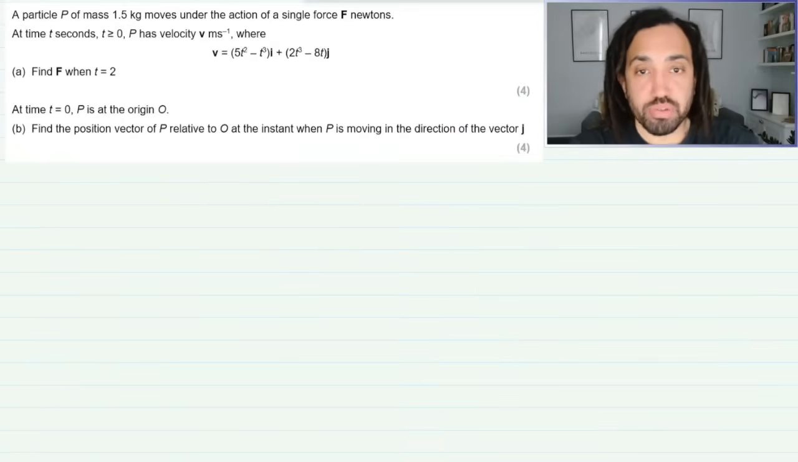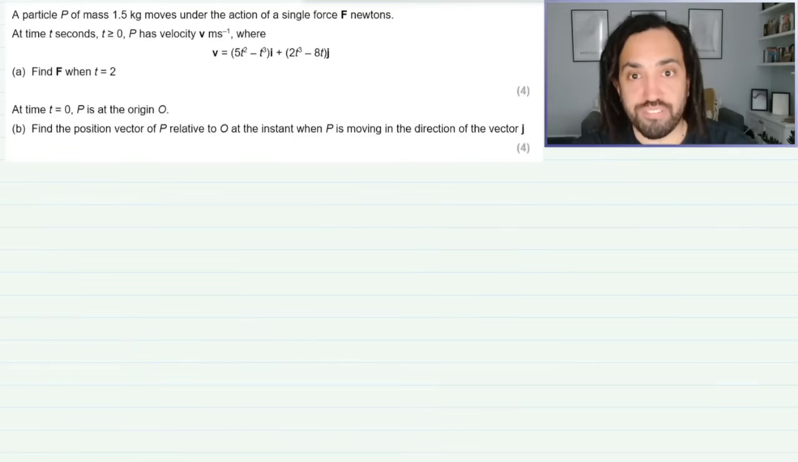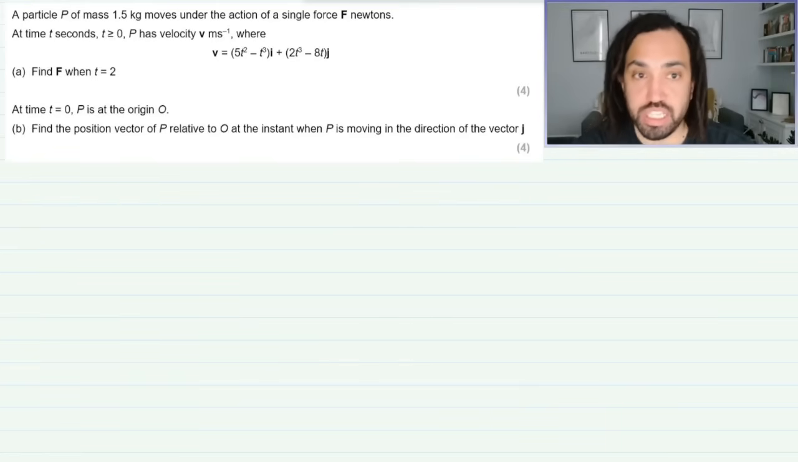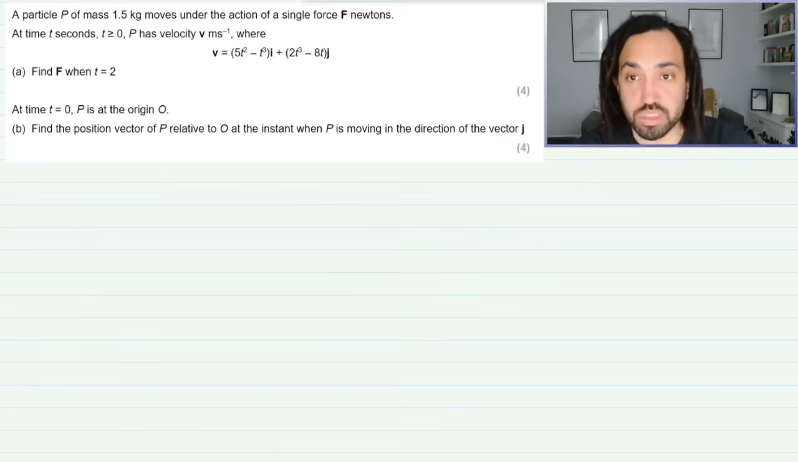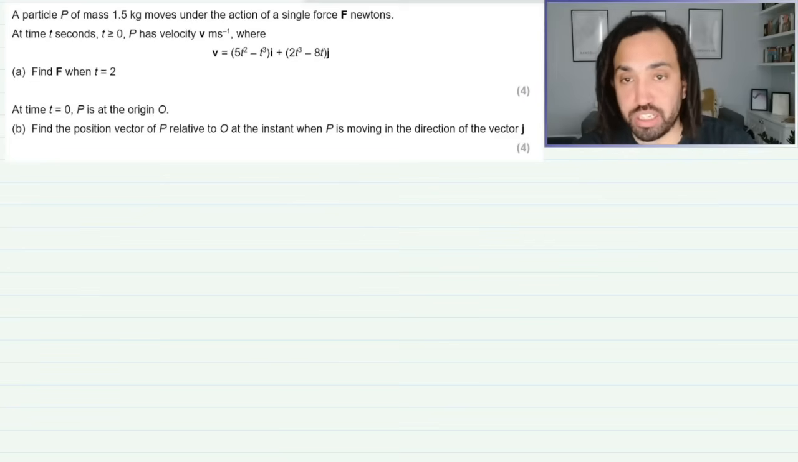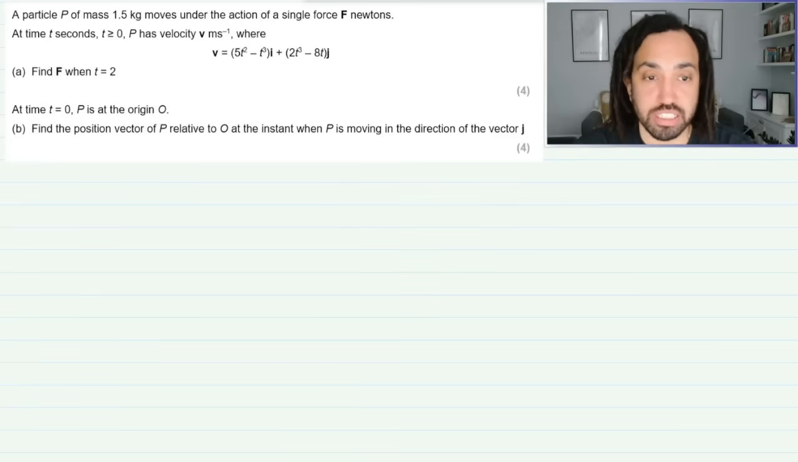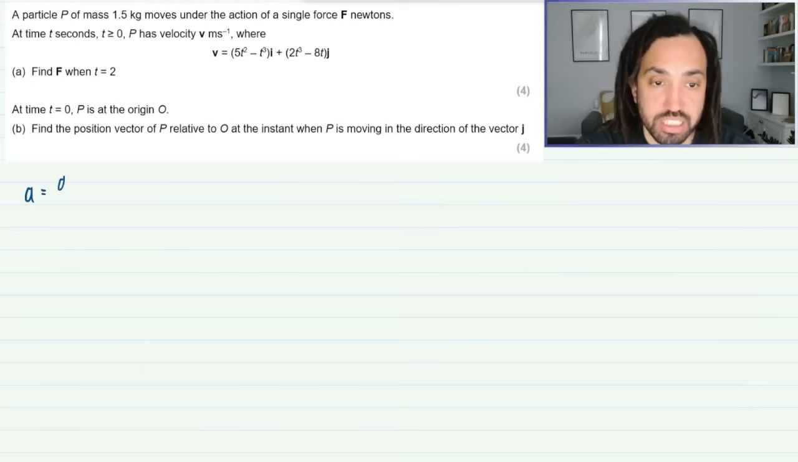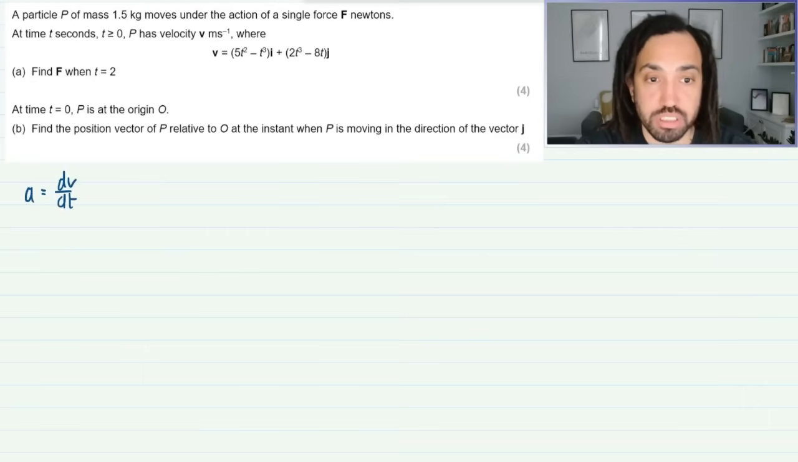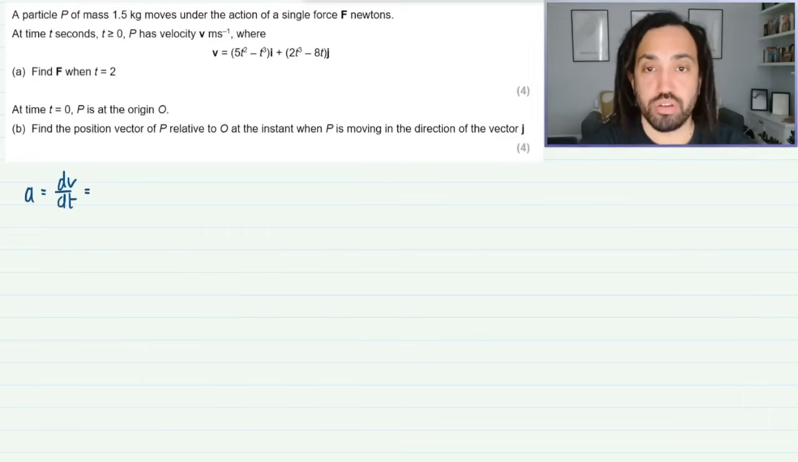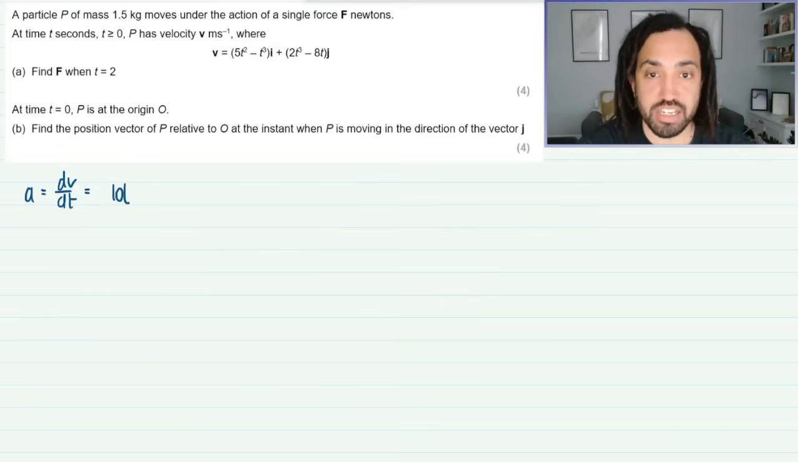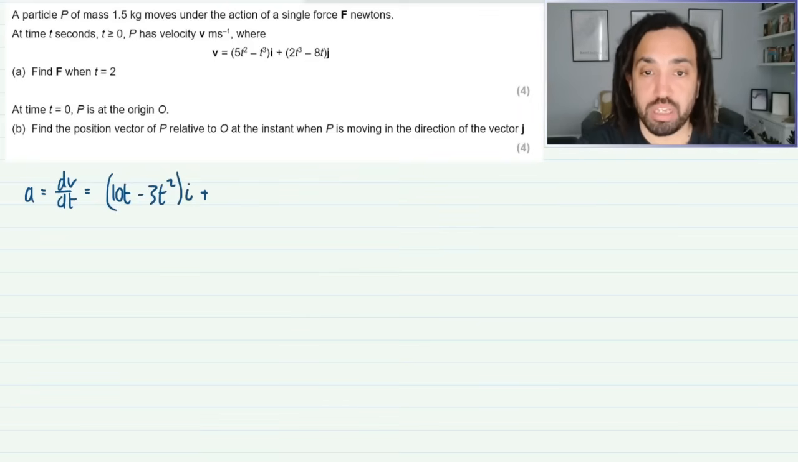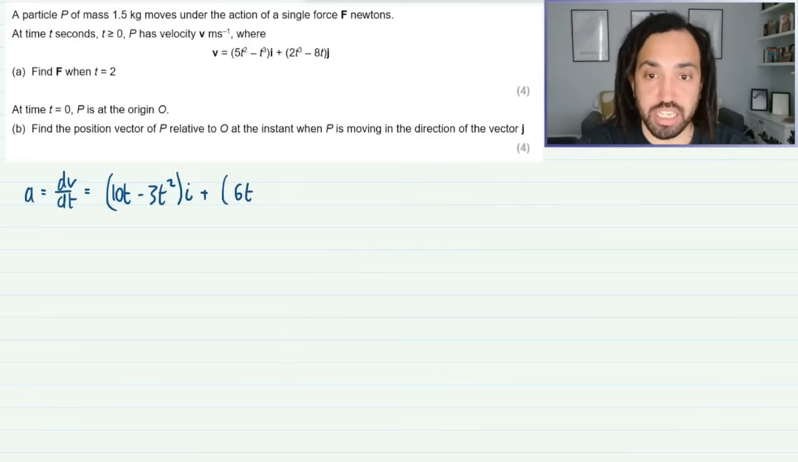Okay, next one, variable acceleration, and we have an equation for the velocity, and it's asking us to find the force F. So force and acceleration are linked, so we need to find acceleration. And the acceleration is the derivative of the velocity. So this will give me 10t minus 3t squared i plus 6t squared minus 8j.